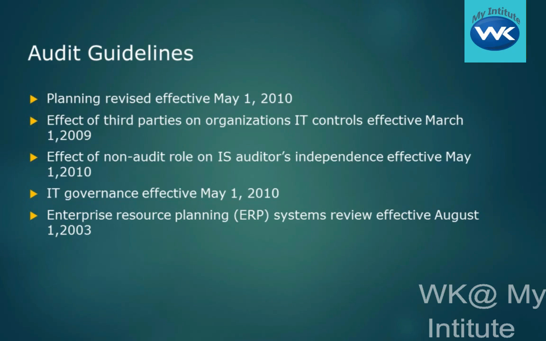Effect of third parties on organizations' IT controls, which is effective March 1st, 2009. Here, the guidelines talk about your involvement in doing the audit to reach certain ISACA standards and COBIT, and being able to do evaluations of third parties that are working with the organization you're auditing, and their effect based on your standards of the audit.